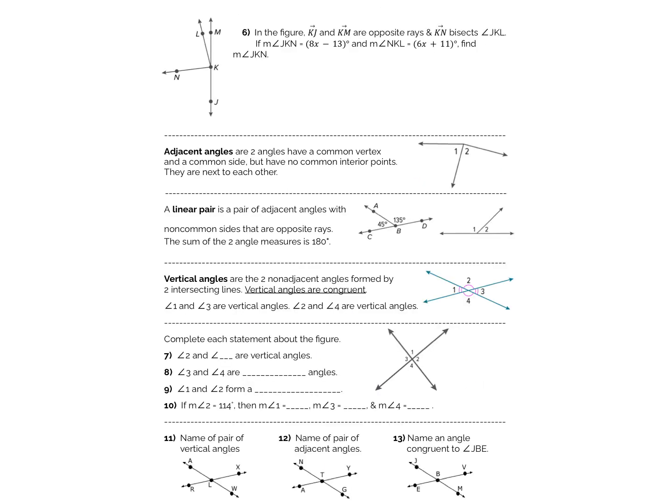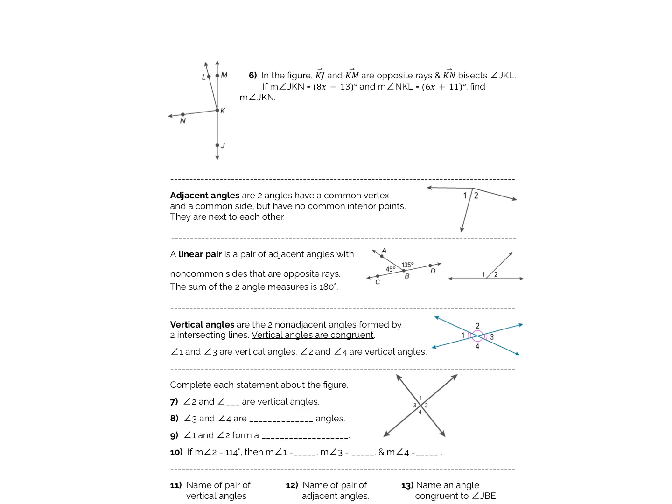Alright, so number 6. In this figure, ray KJ and ray KM are opposite rays, and ray KN bisects angle JKL. If the measure of angle JKN is 8x minus 13, and the measure of angle NKL is 6x plus 11, find the measure of JKN. So, with it being a bisector, that means that it's going to cut those in half. So, this angle JKN is congruent to angle NKL.